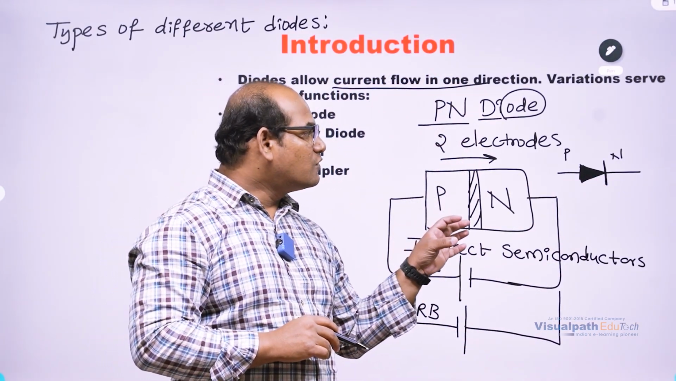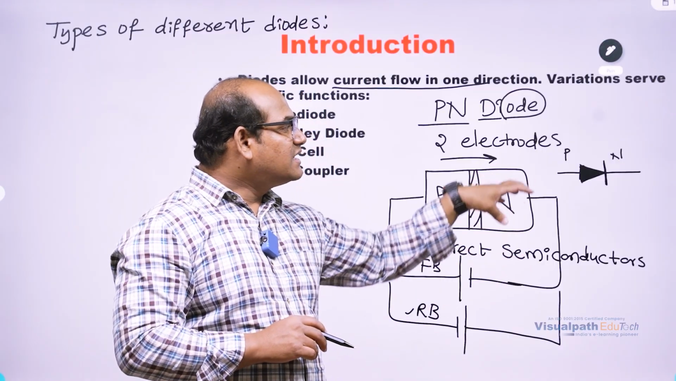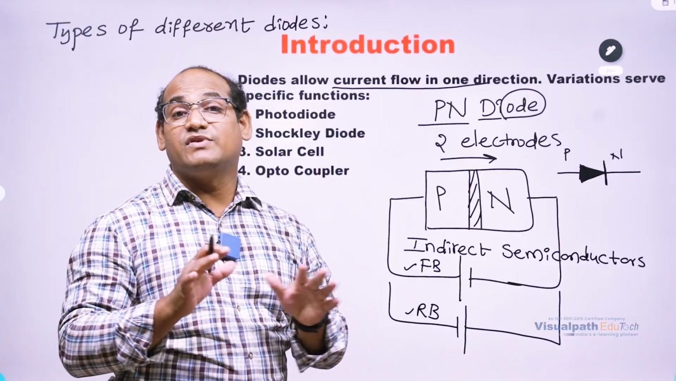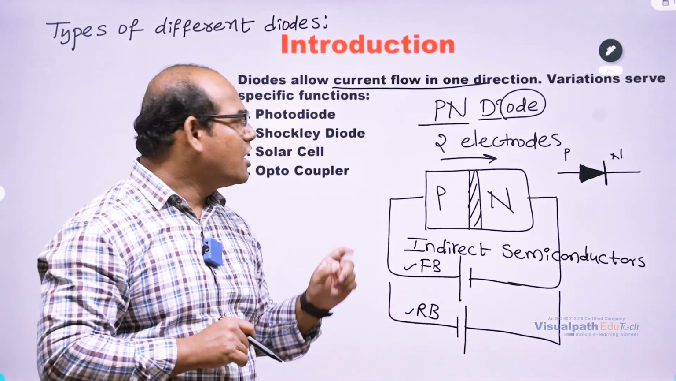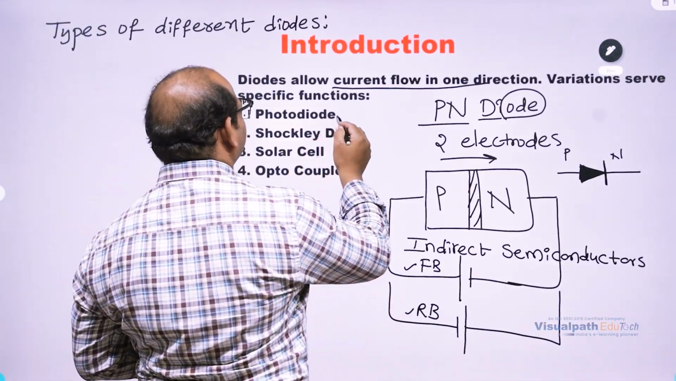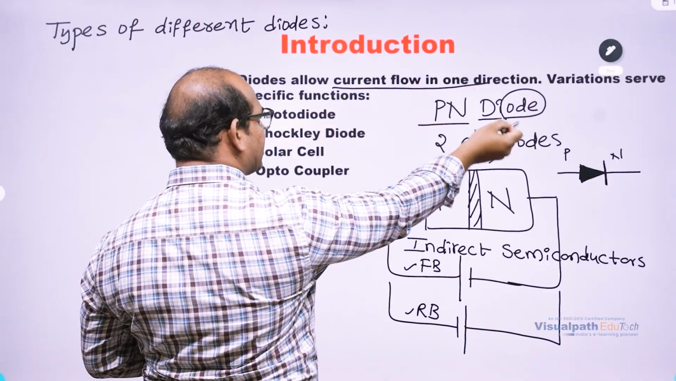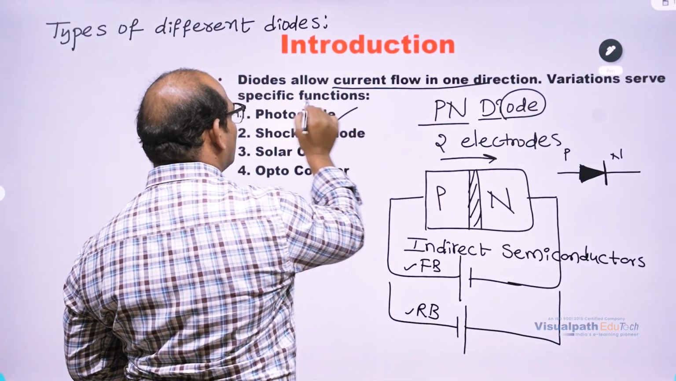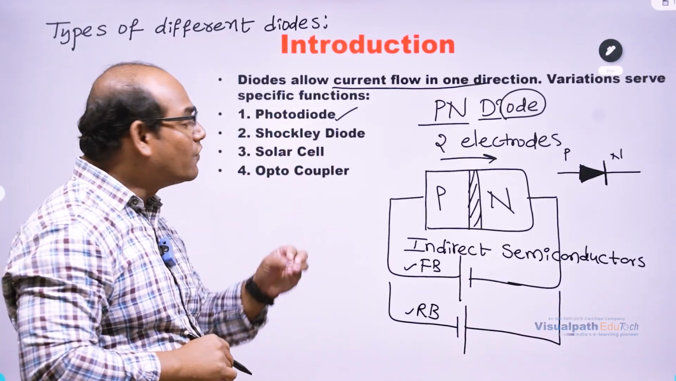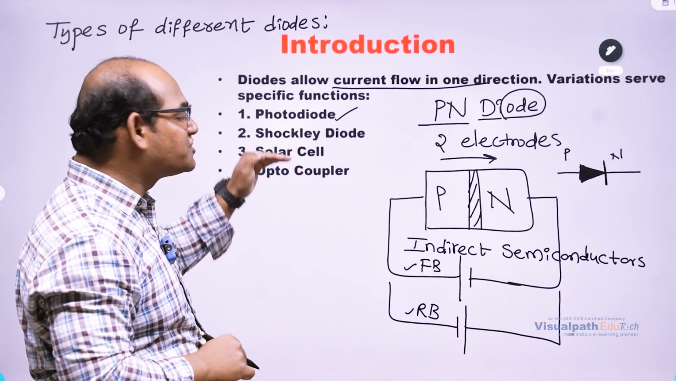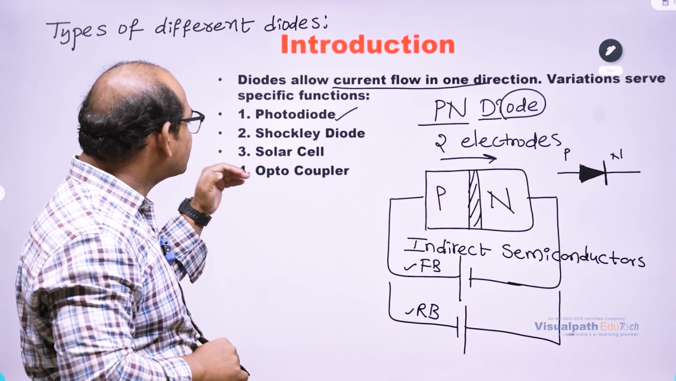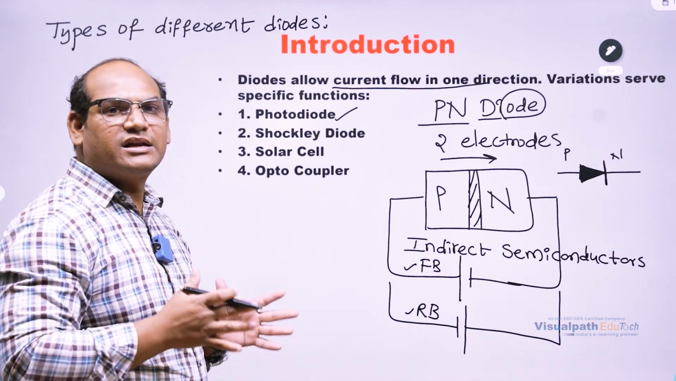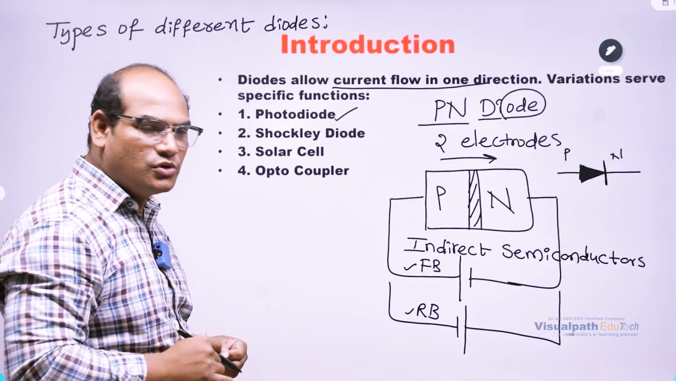Now, I have already mentioned that it is because of indirect semiconductor materials, so we are not going to deal with light here. But here we are seeing diodes allow current flow in only one direction, and variations serve different specific functions. Now we will see about the photodiode, the Shockley diode, solar cells and optocouplers. These are the different types of semiconductor devices we are going to see.